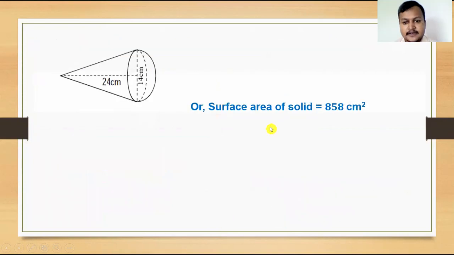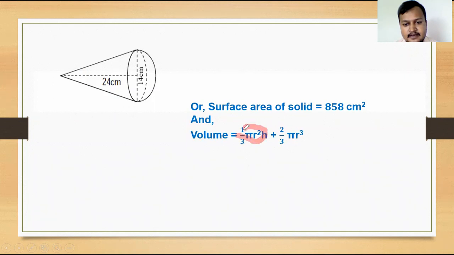Next thing we have to calculate is volume. And we know the formula of volume of cone. Volume of cone is 1 by 3 pi r square h, and volume of hemisphere is 2 by 3 pi r cube. These two formulas we used here.